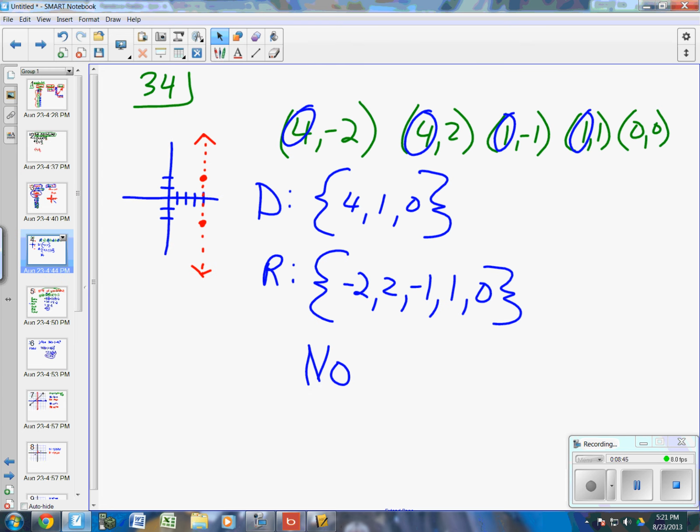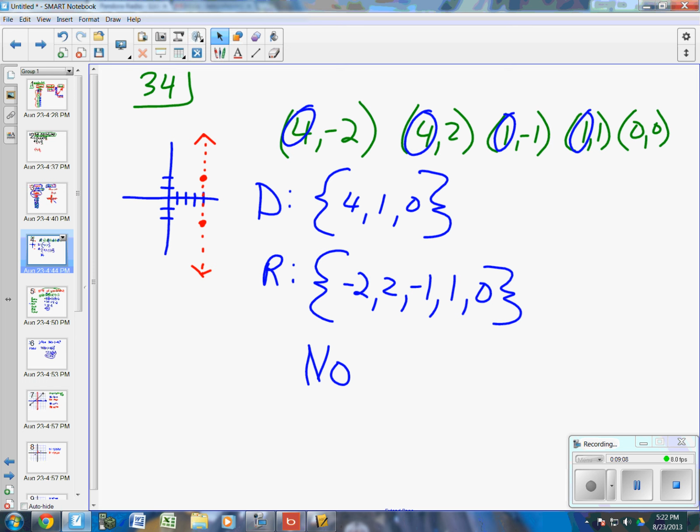On to problem 34. Okay, on this one it says, state the domain and range of each relation. Then state whether the relation is a function. Write yes or no. Well, if I go to 34, notice 34 is not on your assignment, but 33, 35, and 37 are similar to it, and they are on your assignment.